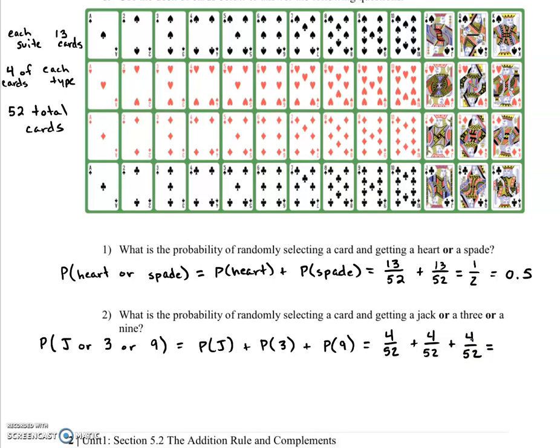So if we type all that in the calculator, it's the same thing, just do this fraction plus that fraction plus that fraction. We will come up with 3 out of 13 as a fraction, which is approximately 0.231 if we round to 3 decimal places.